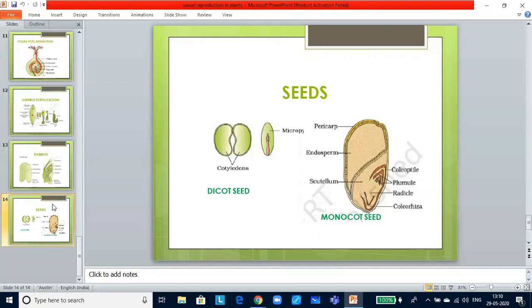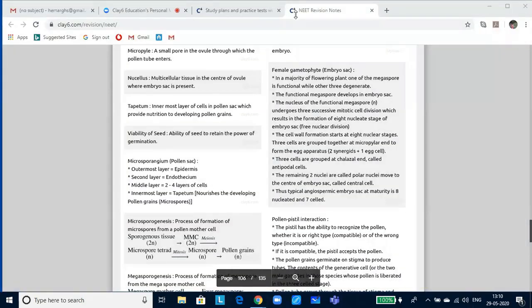The ovary develops into a fruit and the ovules into the seeds. The wall of the ovary becomes the fruit wall, and it is called a pericarp. Depending upon the nature of the fruits, they can be fleshy fruits or dry fruits, which we have already dealt with in the morphology of the flowering plants. Now, with this, we have completed all the important concepts. Now let us look into the test.